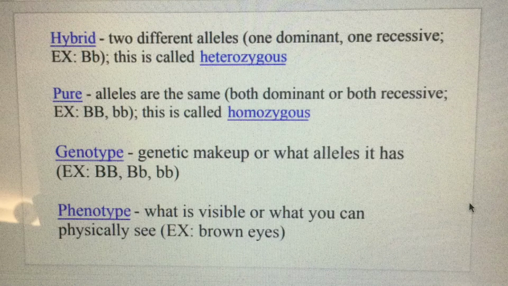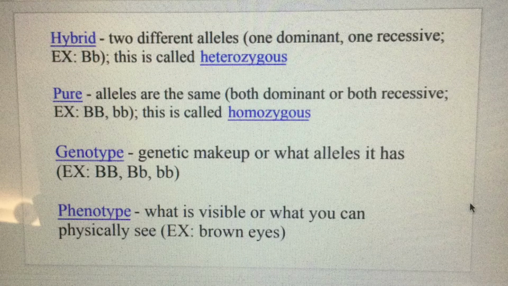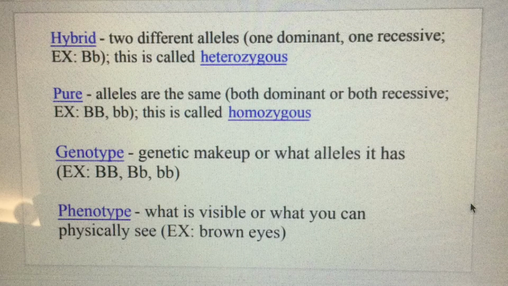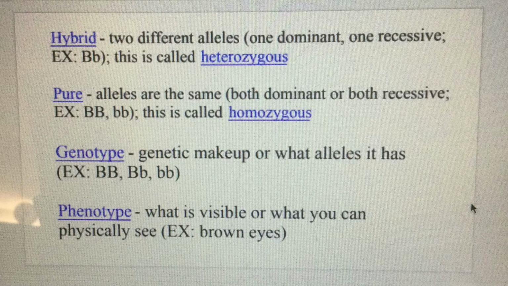Hybrid means that the two alleles that you get from your mom and your dad are different. One is dominant, one is recessive. As you can see on the screen, there's an example, an uppercase letter and a lowercase letter. This is called heterozygous, two different alleles.